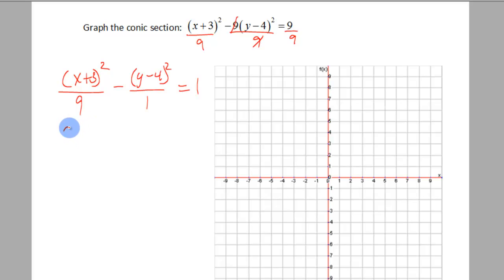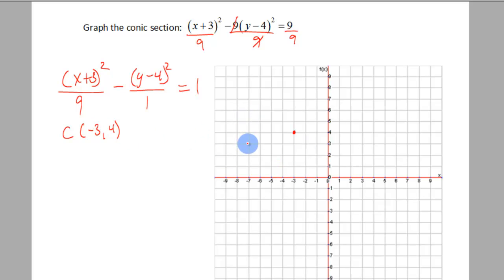What is the center of my hyperbola? Well, negative 3 from here, and positive 4 from there. Okay, let's graph that. Negative 3, positive 4. There's the center of my hyperbola. Which way does it open? Left and right, or up and down? Well, because the x is positive, before this negative sign, because it comes first, it opens left and right. If the y would be over here this way, then it'd be up and down. Okay? So left and right.